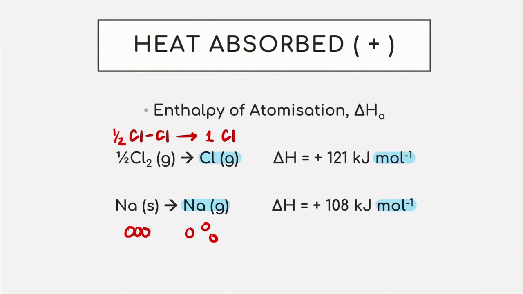Okay, so for enthalpy of atomization, why does it need to be heat absorbed? Why do we need to absorb heat? Because, okay, in this case, you have your chlorine gas molecules, kan, Cl2. You need to absorb heat to break this bond to form 1 Cl gas atom. Okay, alright, so 1 mole will refer to the gaseous atoms that is formed.